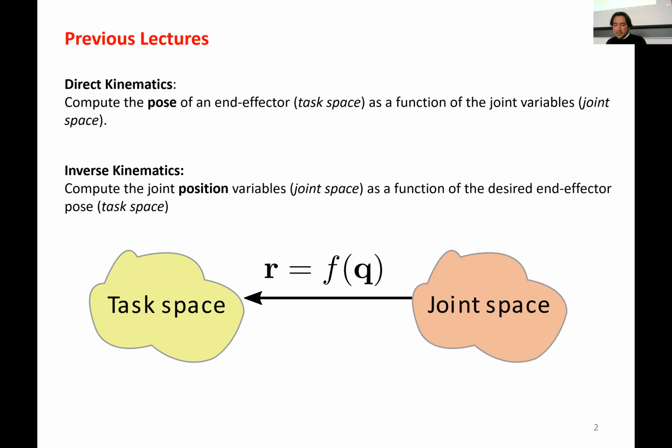Then Professor Focchi just finished solving the problem for the inverse kinematics. And it basically consists of computing the position variables in terms of the end effector pose, which is a more interesting problem, right? Because you want to give a position in space, and then you want to know where your joints would be to reach that specific position, right? So it's basically doing the inverse mapping.